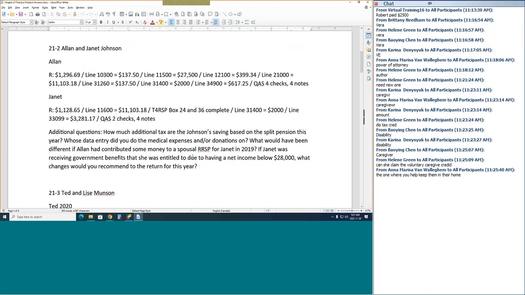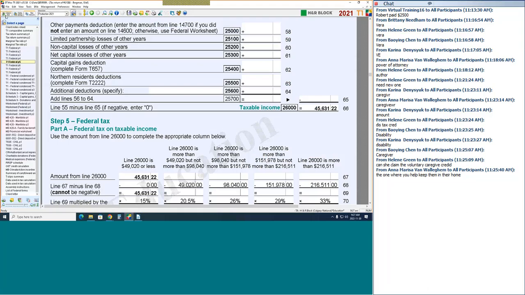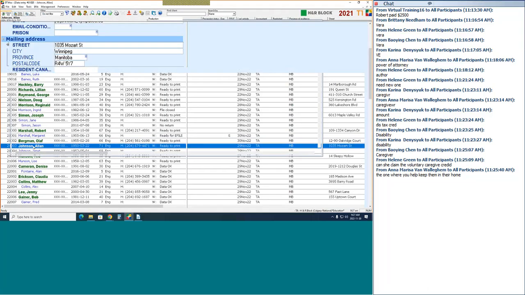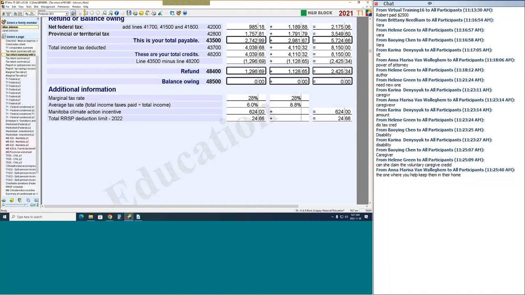Okay. So what I wanted to know is how much additional tax are the Johnsons saving based on the split pension this year? Let's answer that question first. Where would I go to find that information? So if I do my Alan and Janet and I go into a tax return, what is the useful tool that I have to find out how much tax they're saving from doing split pension?